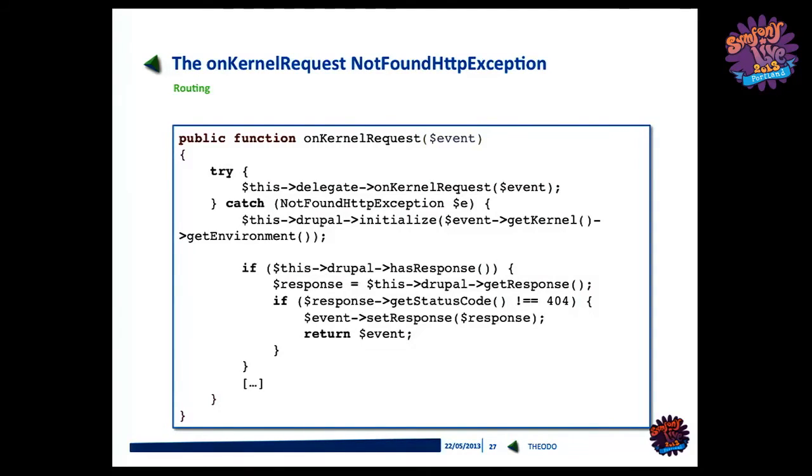A more production-ready one. This is code that listens on the kernel request. Basically, it catches a not found HTTP exception. So either it worked, and Symfony 2 handled the whole thing, or there was a not found HTTP exception, and in that case, you start the legacy routing. In this example, the legacy routing is actually Drupal 8. So we are redirecting to Drupal 8 when Symfony 2 hasn't found the route.